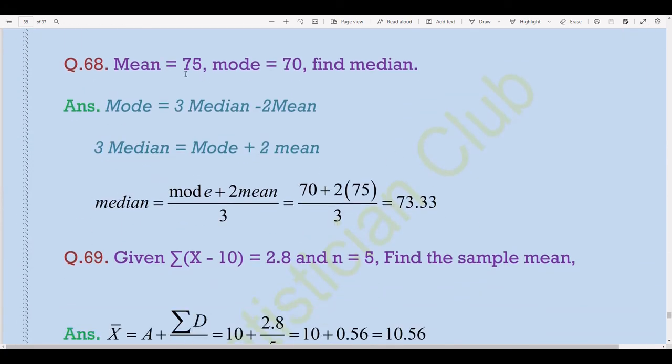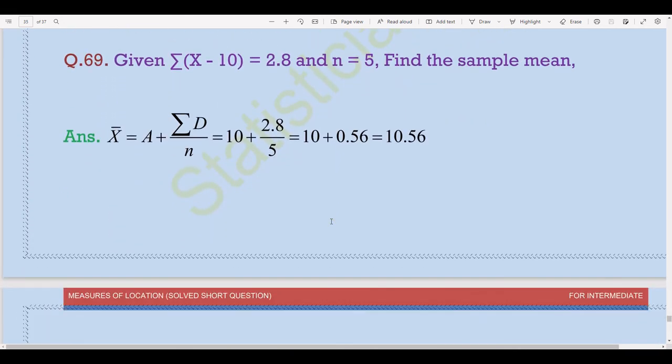Question number 68. Mean is equal to 75, mode is equal to 70. Find the median. Empirical formula: mode is equal to 3 median minus 2 mean. 3 median is equal to mode plus 2 mean. Median is equal to mode plus 2 mean over 3. Mode is 70 plus 2 into 75, divided by 3. 73.3. Median is equal to 73.3.